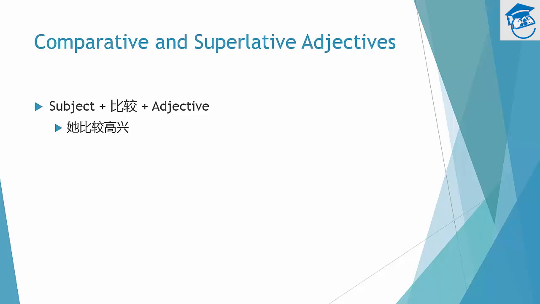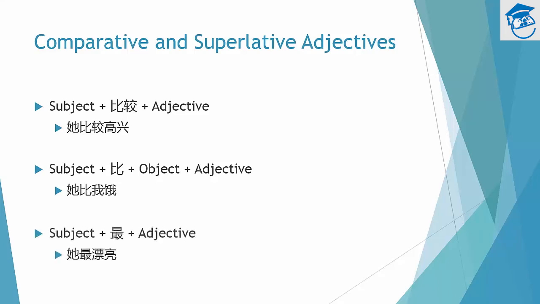Okay, next one, it is subject, 比, object, and adjective. For example, what I have here is 她比我饿. It means she's hungrier than me. So 比 here is like the verb which compares the subject and object, and afterwards you just have to add an adjective for the description.